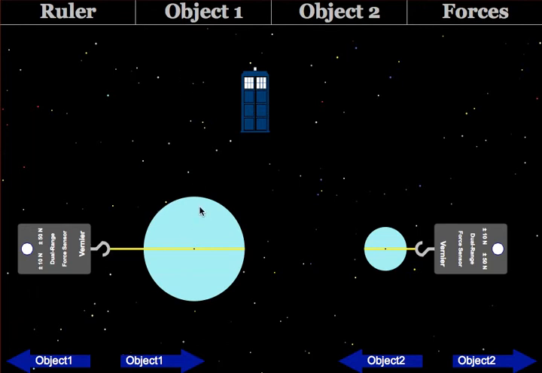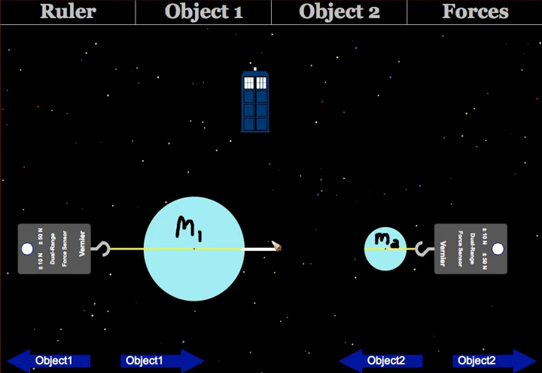Let's review some of the things we learned about the force of gravity. The universal force of gravity is one of the four fundamental forces in our universe. It turns out that the force of gravity acts between all objects with mass. So if we have two objects, mass 1 and mass 2, these two objects will exert a mutual gravitational force.